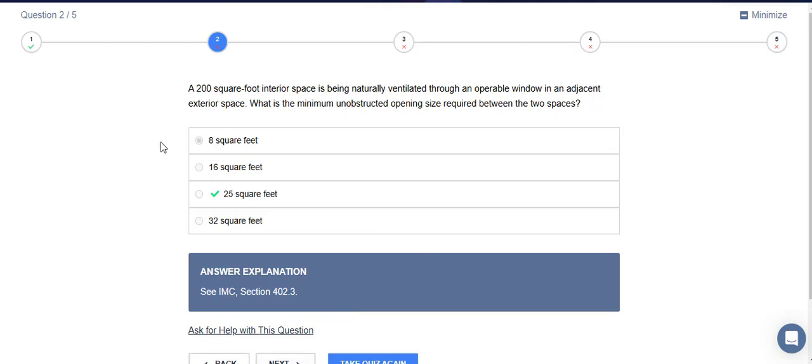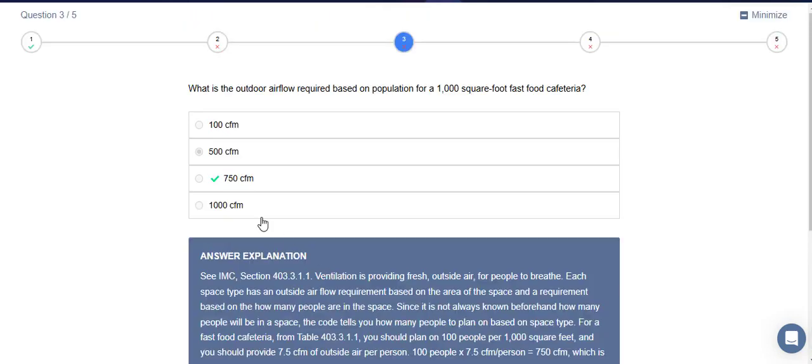Let's go to the next question. A 200 square foot interior space is being naturally ventilated through an operable window in an adjoining exterior space. What is the minimum unobstructed opening size required between the two? It will be 25 square feet. It's like 4%. Okay, let's go to the next.